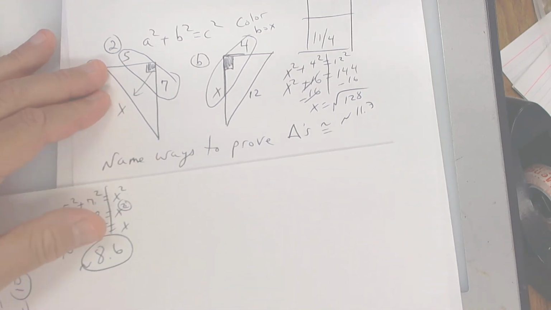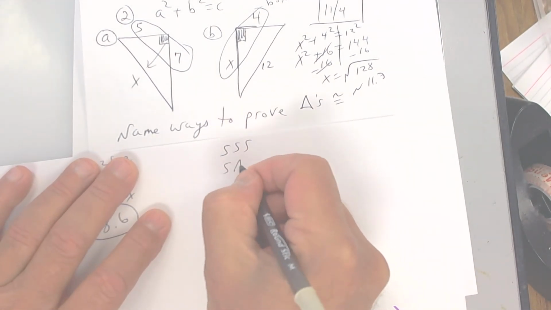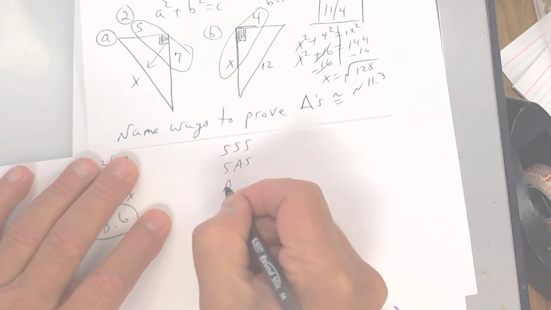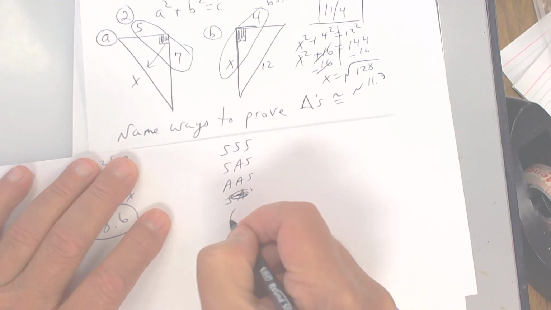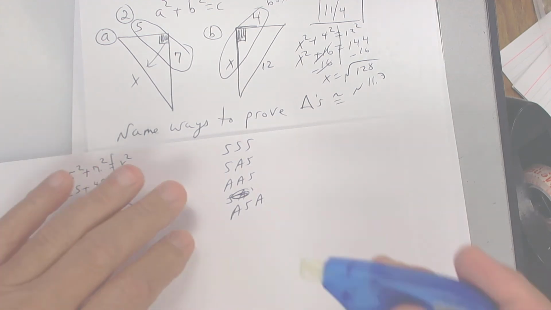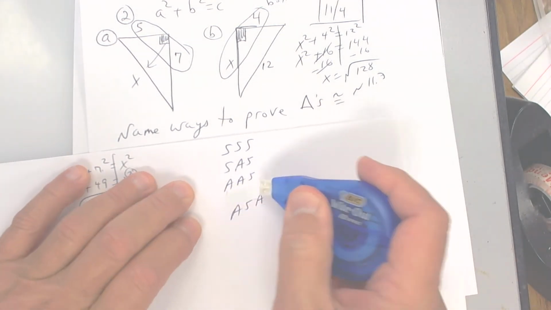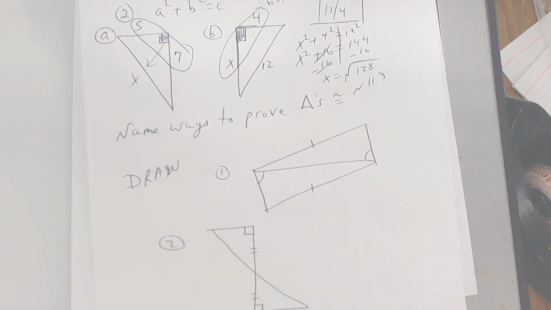Ways to prove triangles congruent. There's 4 of them. Side, side, side, side, angle, side, angle, angle, side, and side, angle, angle, side, angle. Okay, those are the 4. Write them down. They're on the board as well. Okay, make sure you know all 4 of those. All right, let's keep moving.